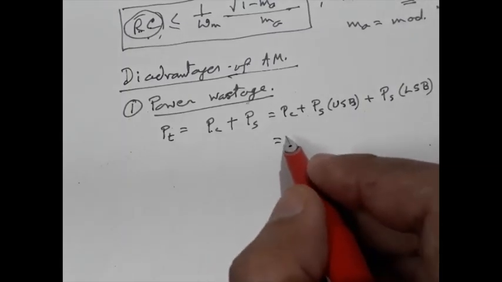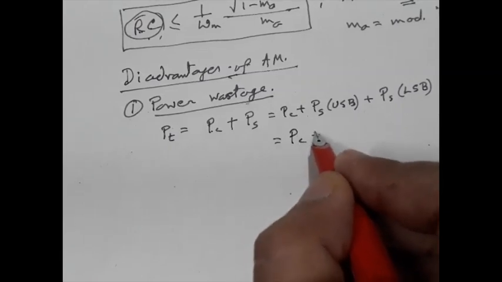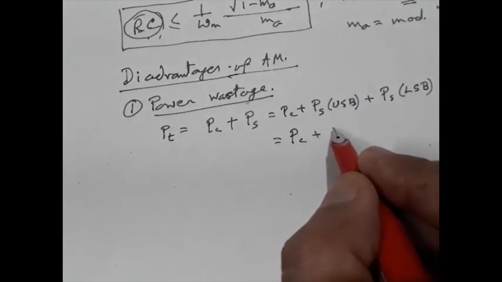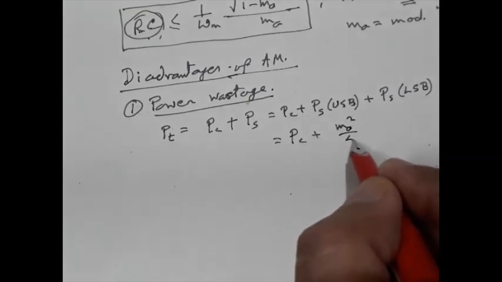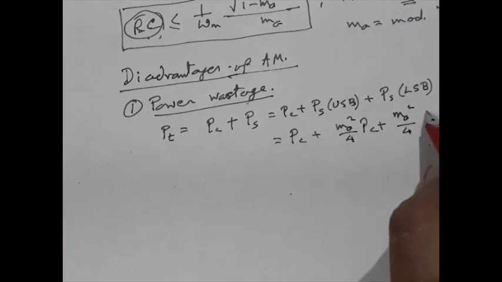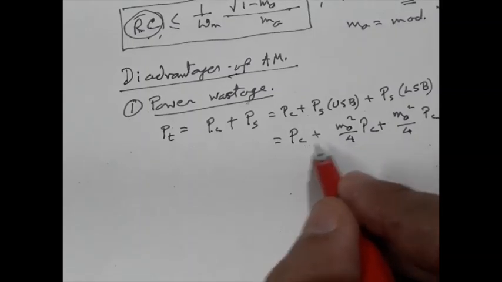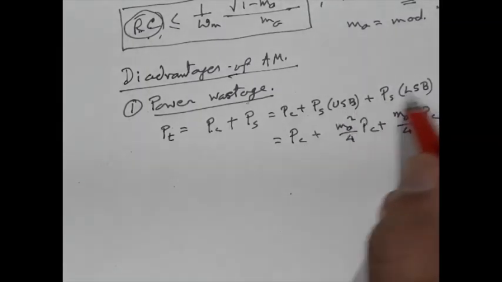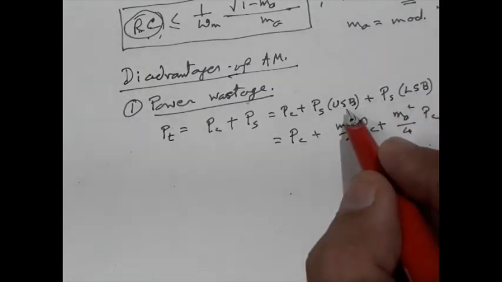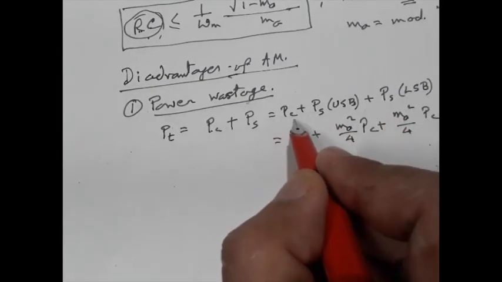So for single tone system, we can determine this total power as, right? Now, upper sideband and lower sideband is carrying the same information. This carrier is not carrying any information.